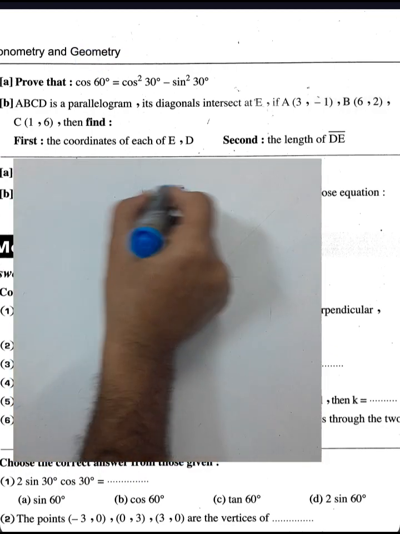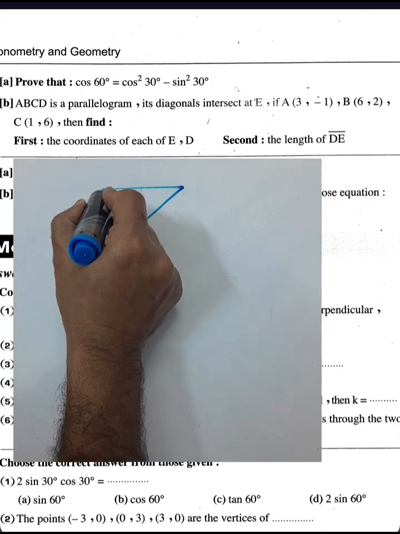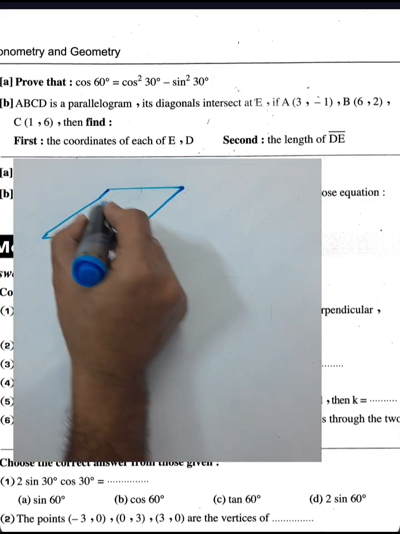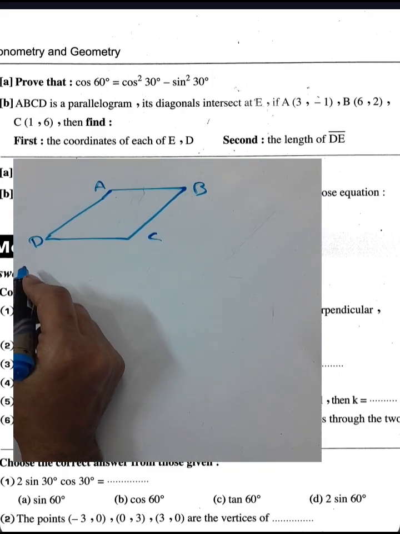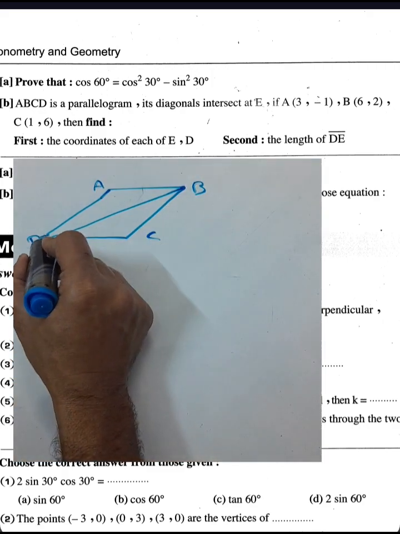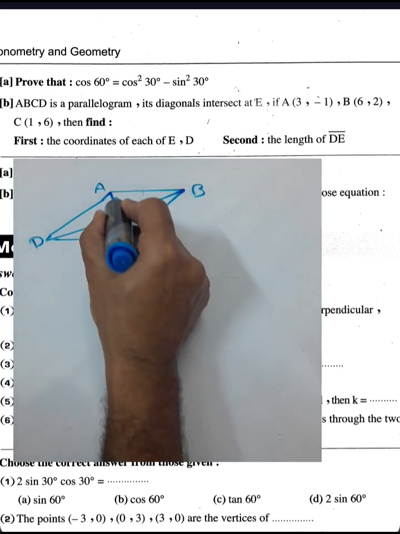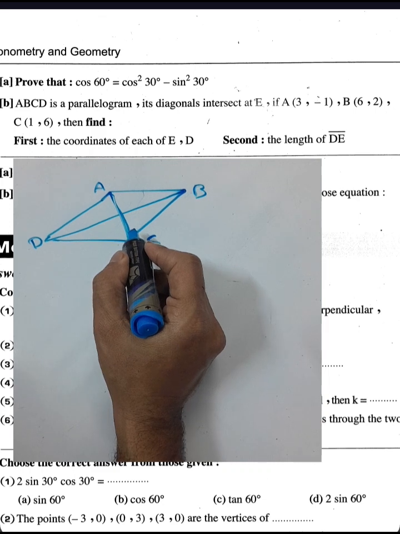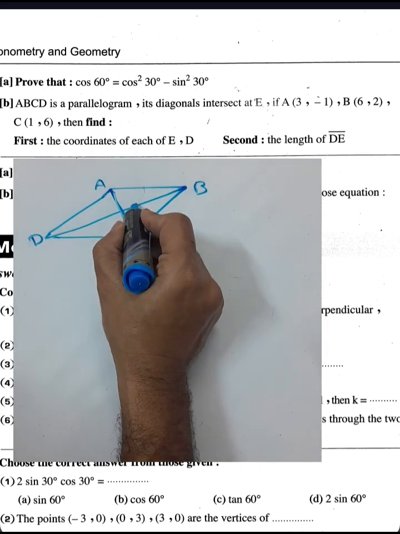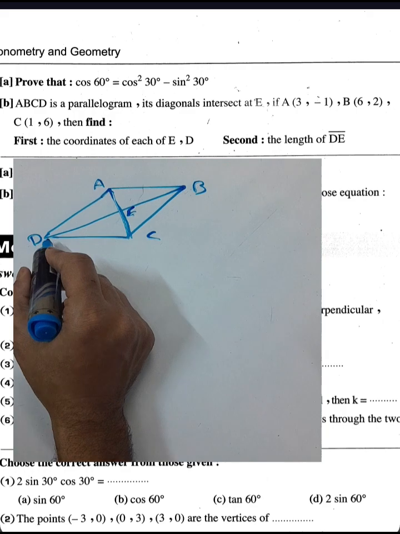Next example, ABCD parallelogram. We have A and B and C. Find first the coordinates of E and D. Okay, we have a parallelogram, and we know the properties of a parallelogram. The opposite sides are equal in length. We have two diagonals here that bisect each other at the point E. We don't know E and D.